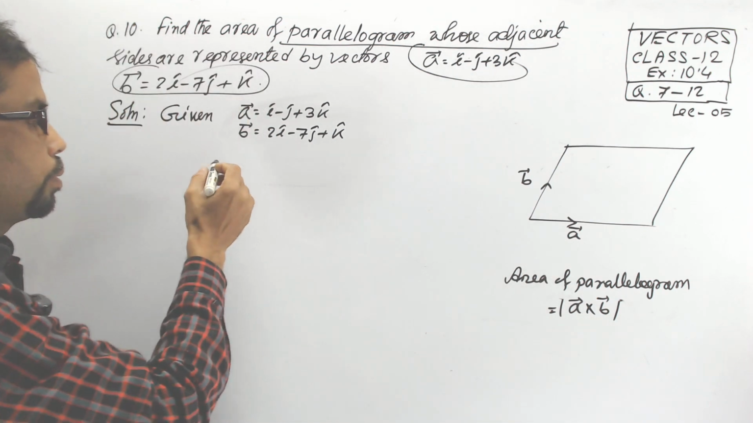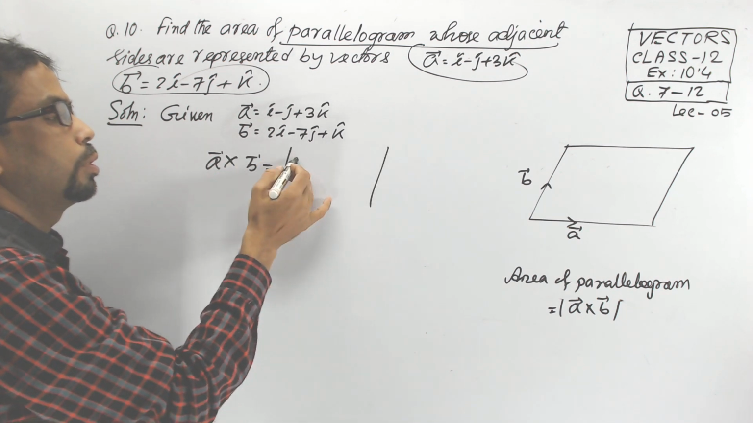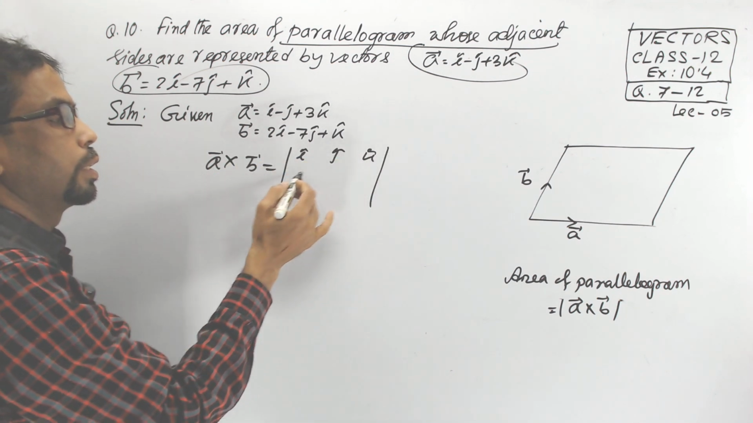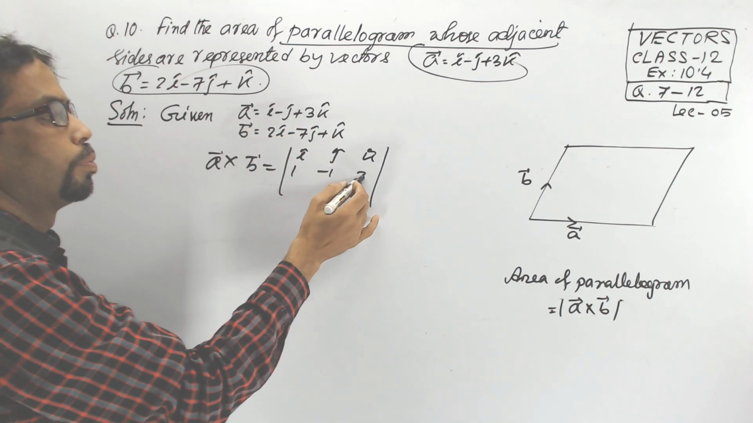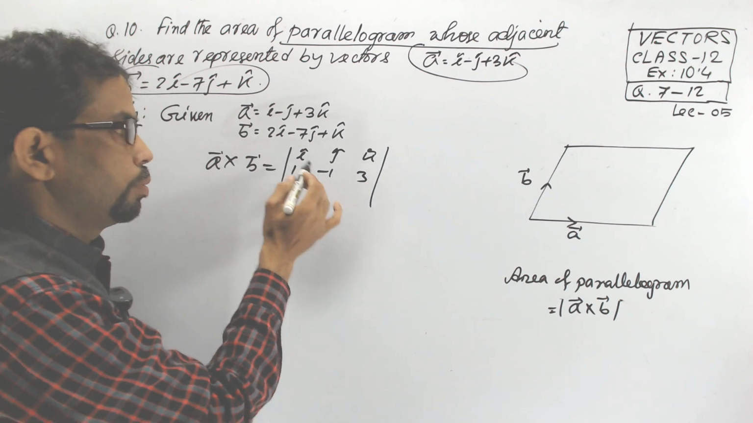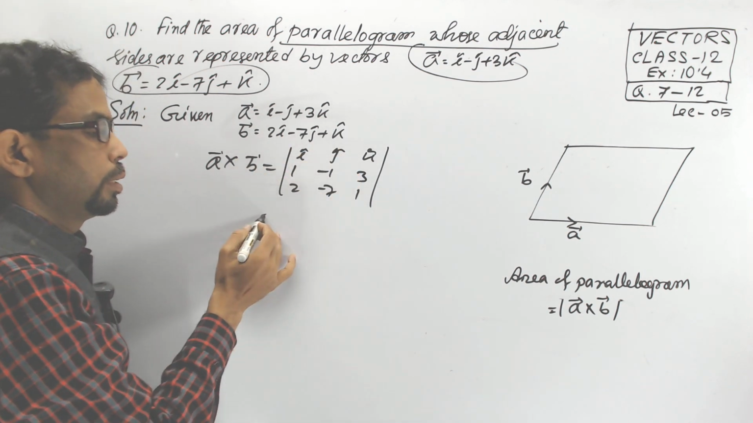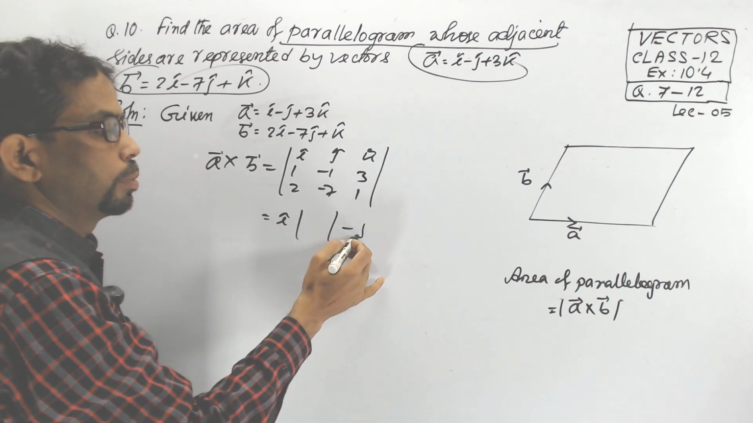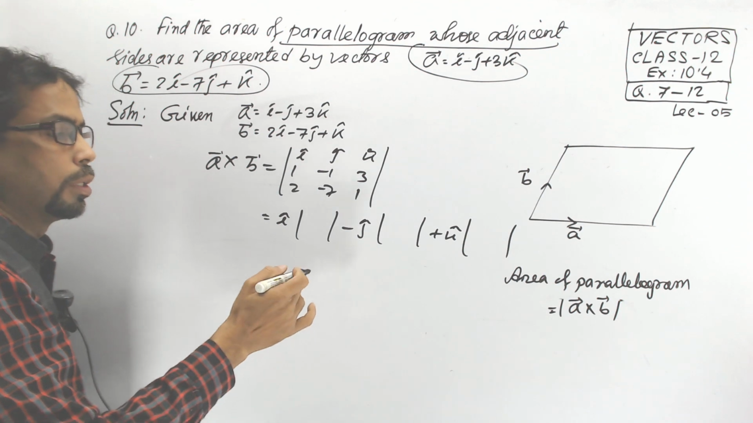So at first what we have to find? We have to find out the cross product. Cross product we know, first row made by ijk, second row is made by coefficient of first vectors 1 minus 1 3, then the third row is made by the coefficient of second vectors 2 minus 7 and 1, and then first step we will find out the determinant. Expanding using the first row, which we have learned before.